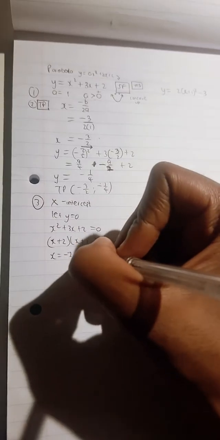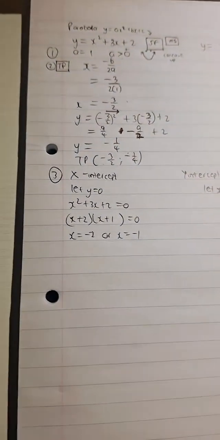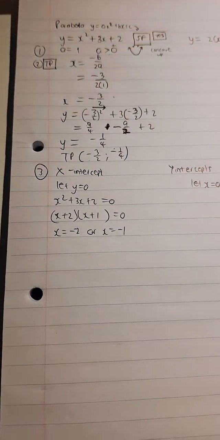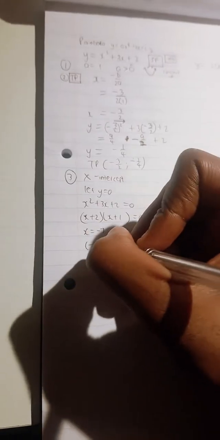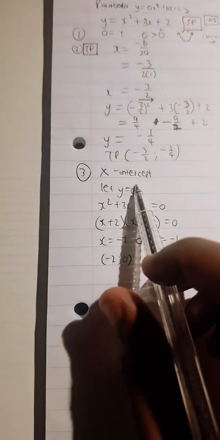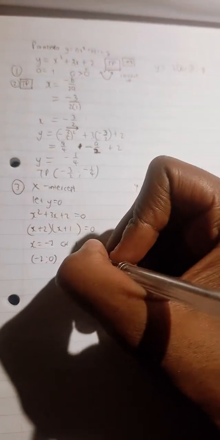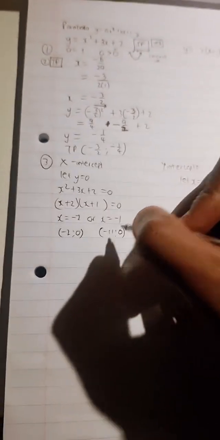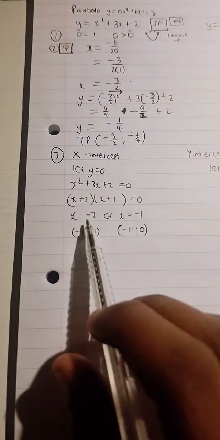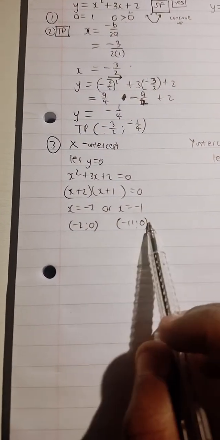Factor, then solve for x. Let x be equal to... so our coordinates quickly are -2 and 0, because y is 0, and -1 and 0, so that we have the actual coordinates. There they are. These are our x-intercepts. These are the actual coordinates derived from the x-intercepts.